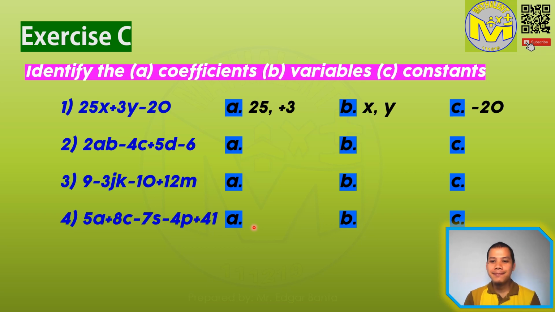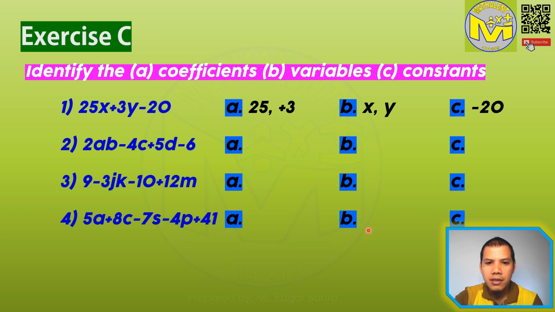Are you done? Okay, let's see. So what are the answers in letter A? We have 5, we have plus 8, we have minus 7, and we have minus 4. So in letter A we got 5, comma, plus 8, comma, minus 7, comma, and minus 4.